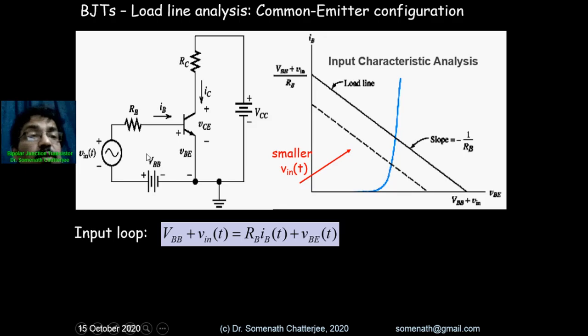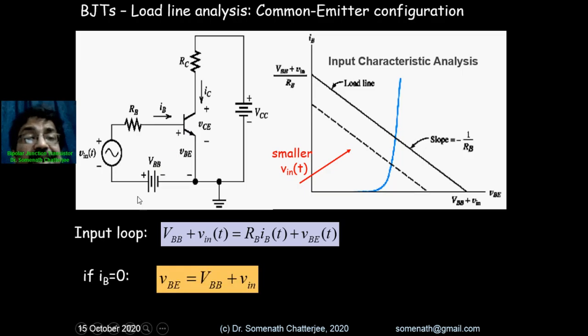So ultimately we are supplying this voltage VBB and Vin. VBB is in DC mode and Vin is typically the AC mode, the signals which you want to amplify, right? And then according to Kirchhoff's voltage law, the summation should be 0. So based on this, that part should be equal to RB IB, that means the potential drop across RB, and the potential drop across the base to emitter junction. Okay, so that is the input loop.